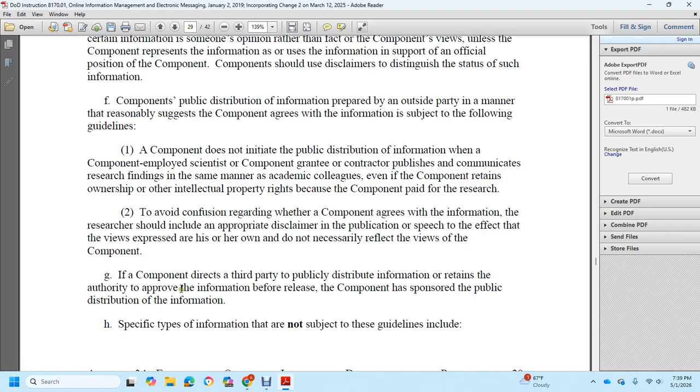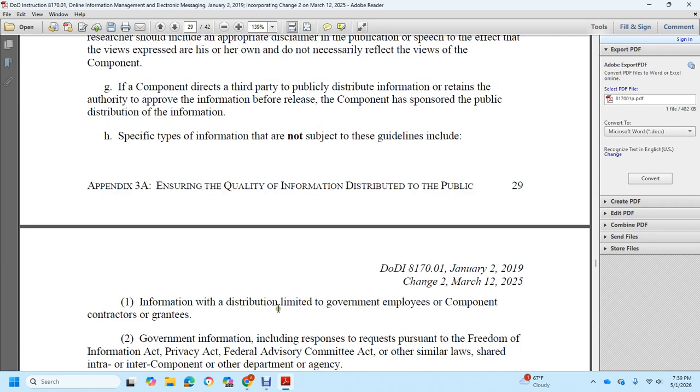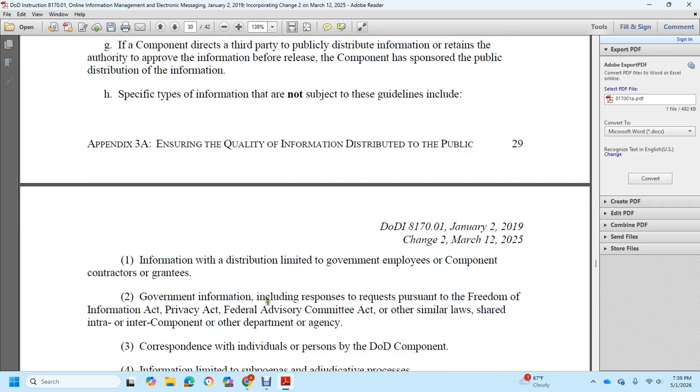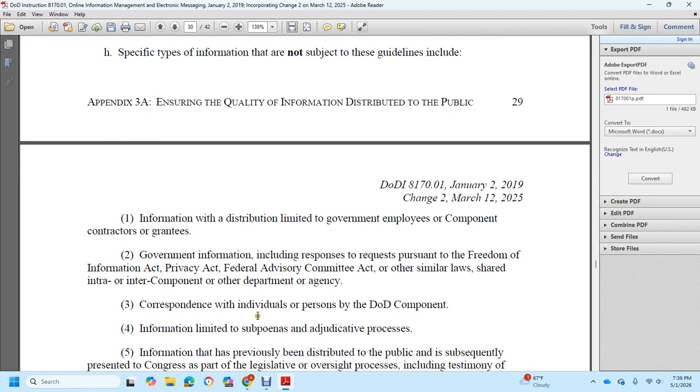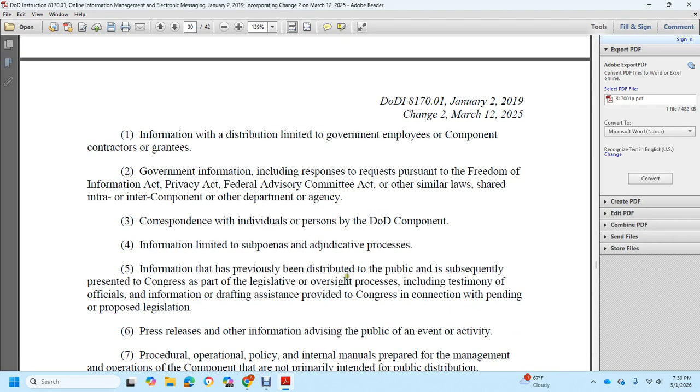The component may sponsor public distribution of information. Specific types of information are not subject to the guidelines, including information distributed in limited ways to government employees, components, contractors and grantees; government information responsible for requests under the Freedom of Information Act, Privacy Act, Federal Advisory Committee Act, and other similar statutes; intra-component and other department and agency correspondence; individuals; persons of the Department of Defense components; and information related to a subpoena or adjudicative process.